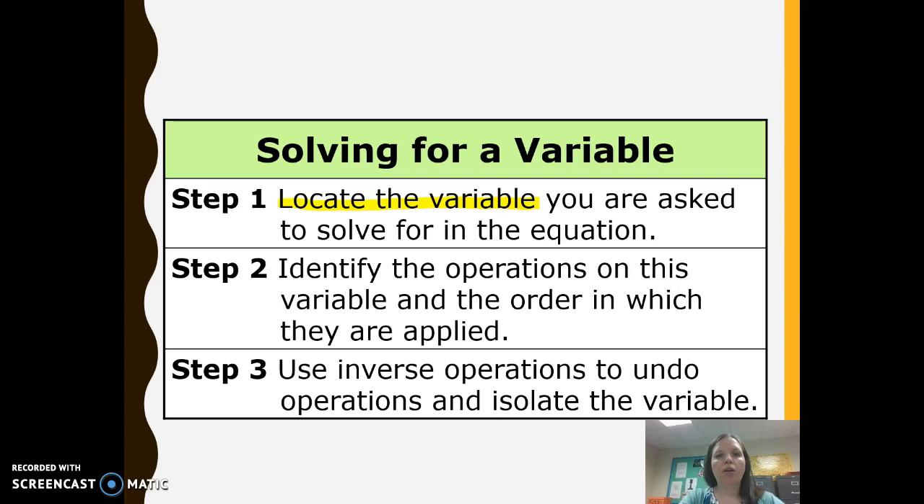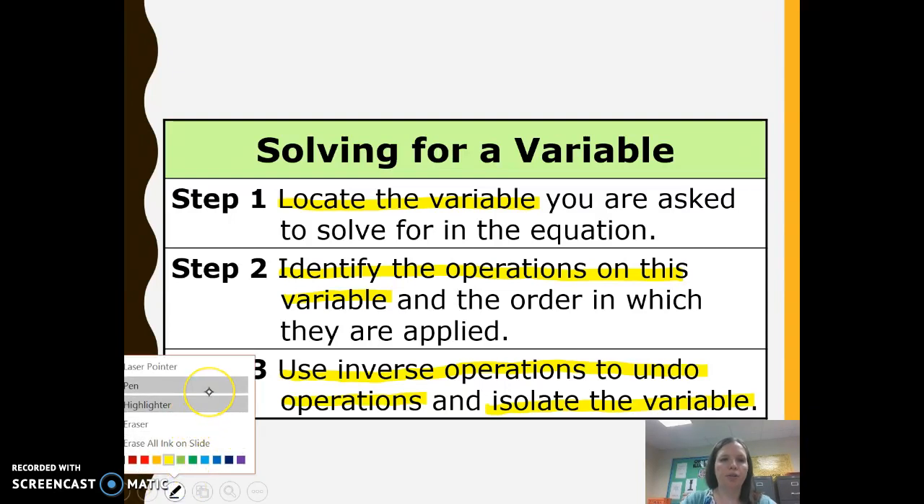The steps from here look very similar to things we've done already. We're going to identify the operations that are being done on the variable. The order that they're happening in is very important as well, so that we can solve. Step 3 is the actual solving, that we're going to use the inverse operations to undo those operations and isolate the variable. The goal is still the same. We want to get the variable alone. We're going to use the same general process. It's just going to look a little bit different because we're not just dealing with numbers.